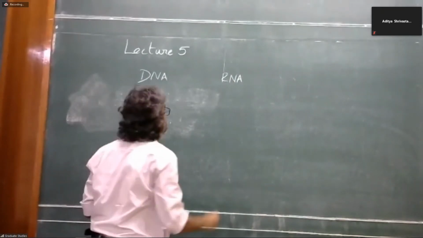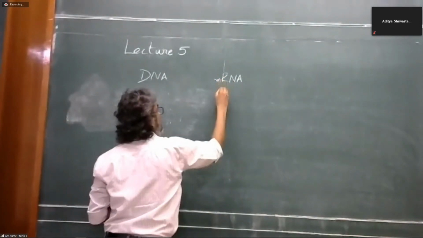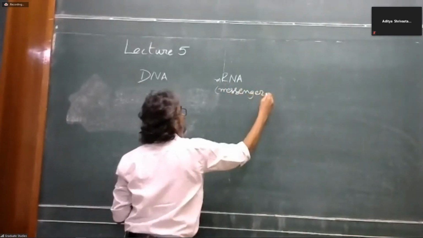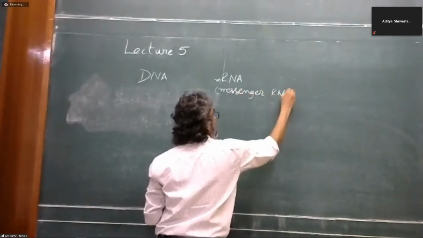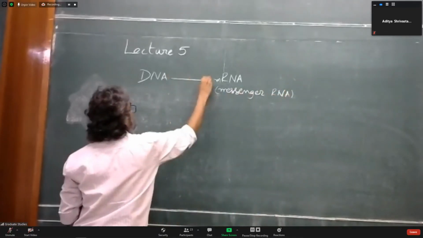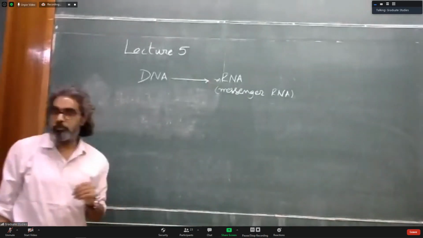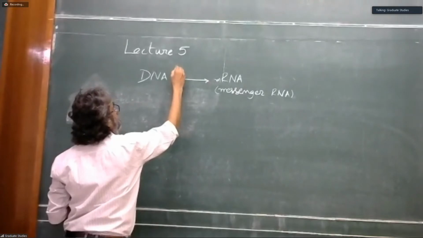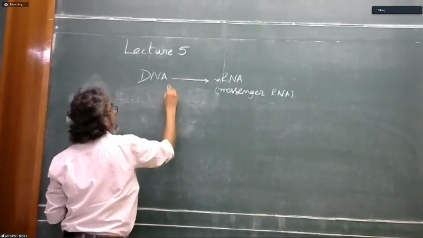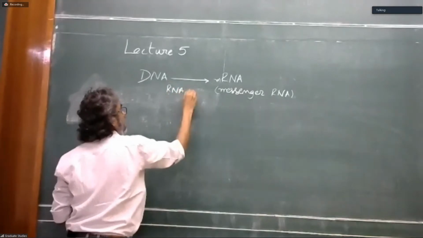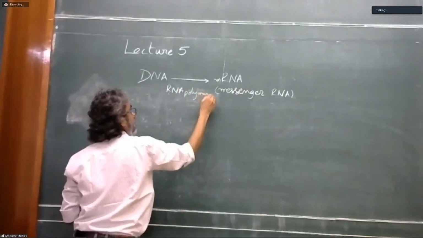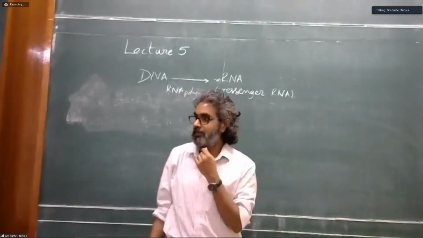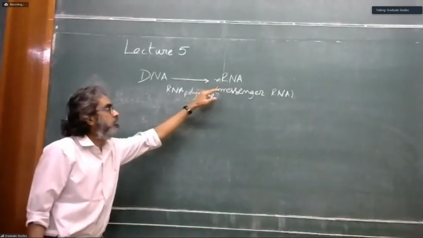There are different types of RNA. One of them is messenger RNA. Messenger RNA is actually made from DNA, using an enzyme called RNA polymerase. RNA polymerase uses DNA as a template and then makes RNA molecules.